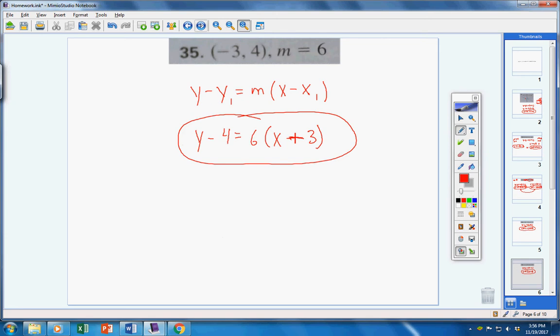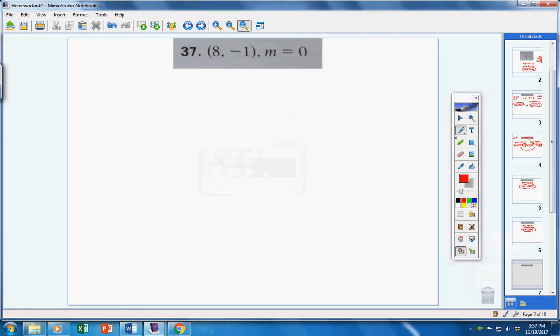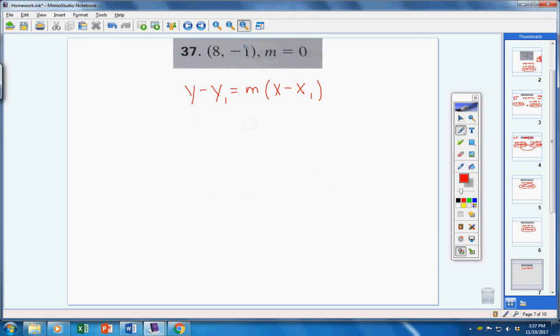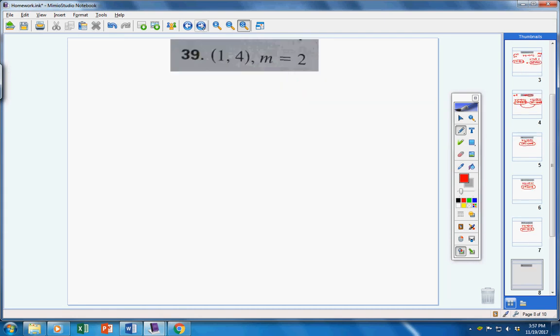All right, number 37. Students, let's write the linear equation of the line that passes through this point and has this slope here. So here we go. Y minus y, which is a negative 1, equals m, which is 0. X minus x, which is 8. Negative negative makes this a positive. And we're finished. That simple. Okay? Piece of cake.